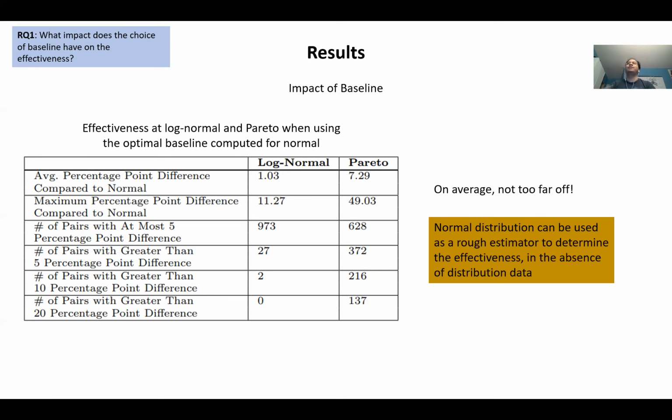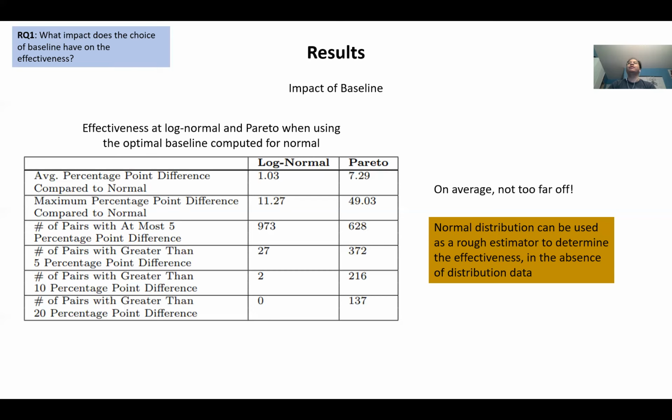Having said that, of course, there's drastic differences in some cases. Like for example, in some cases for Pareto, especially, there's instances where it's greater than 20 percentage points off. So in those cases, it's not necessarily the exact same as what you would see in normal. But the main point that I wanted to make here is that normal distributions can be used as a sort of rough estimator to determine the effectiveness in the absence of distribution data.